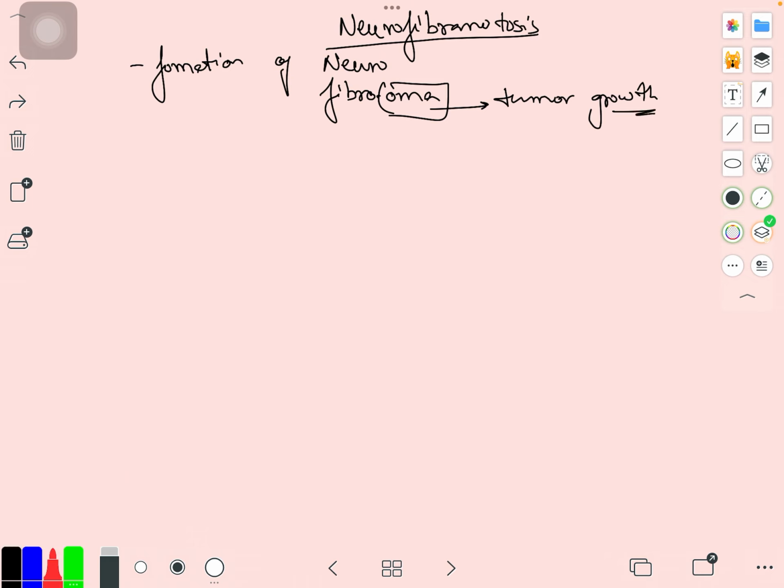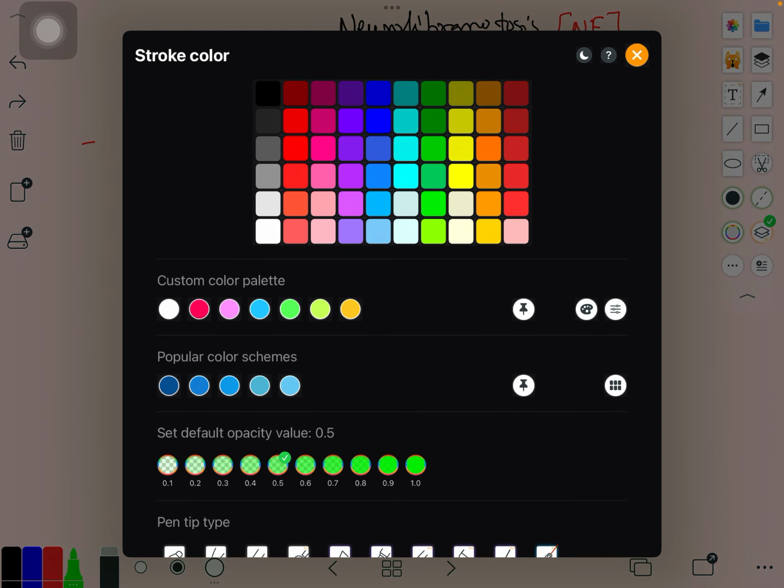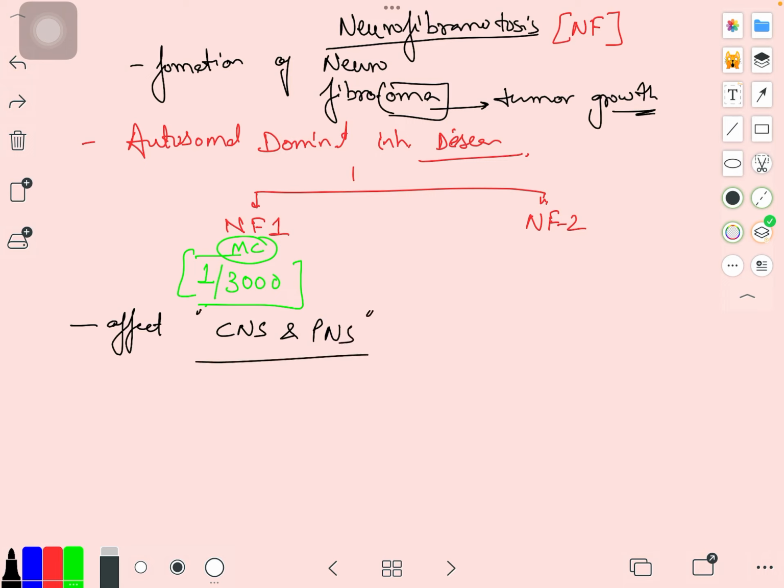Now, neurofibromatosis, also called NF, is an autosomal dominant inherited disease, right? And there are again two main types, NF1 and NF2. NF1 being much more common, roughly around 1 in 3000. Good. All these neurofibromatoses primarily affect the CNS and PNS, where the nervous system is present.